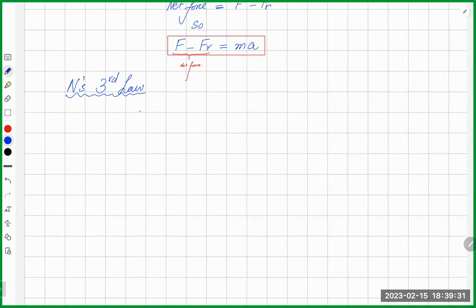One way of saying this is, and I will not recommend that you state Newton's third law like that. Every action has an equal but opposite reaction. Every action has an equal but opposite reaction.